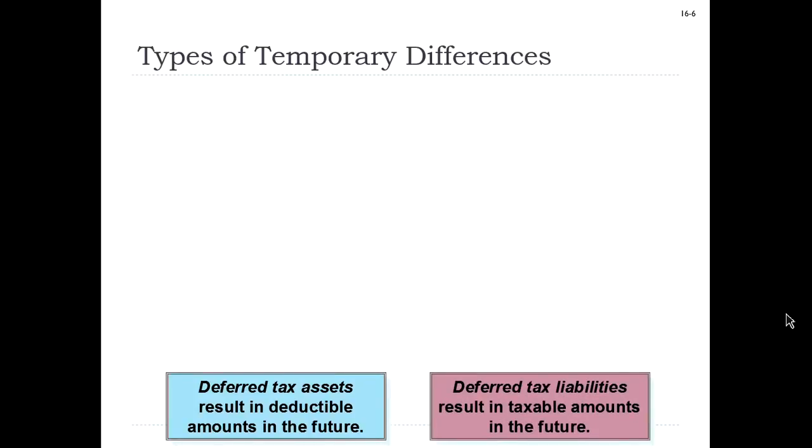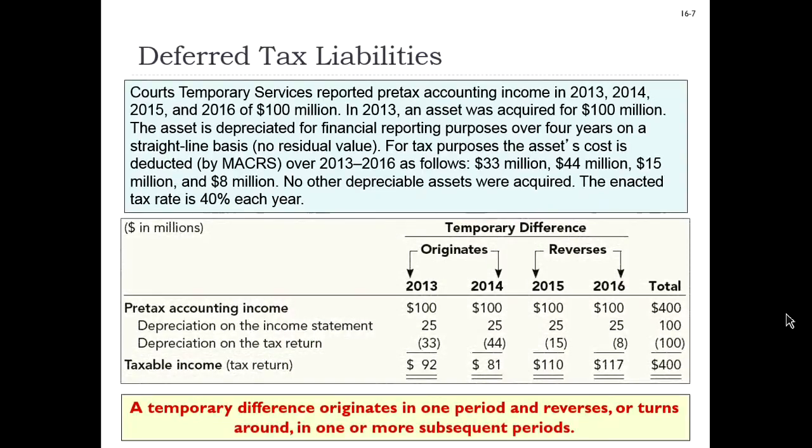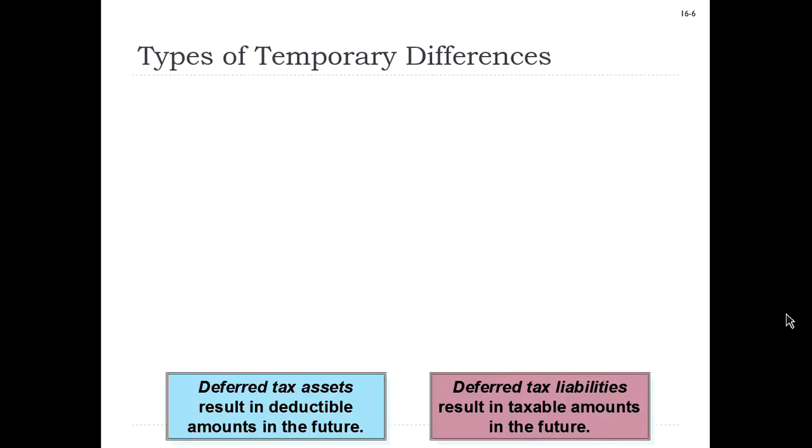Now there are different types of temporary differences. In general, temporary differences can result from either revenues and gains or expenses and losses, which are reported on the income statement and tax return at different times, as we stated before.